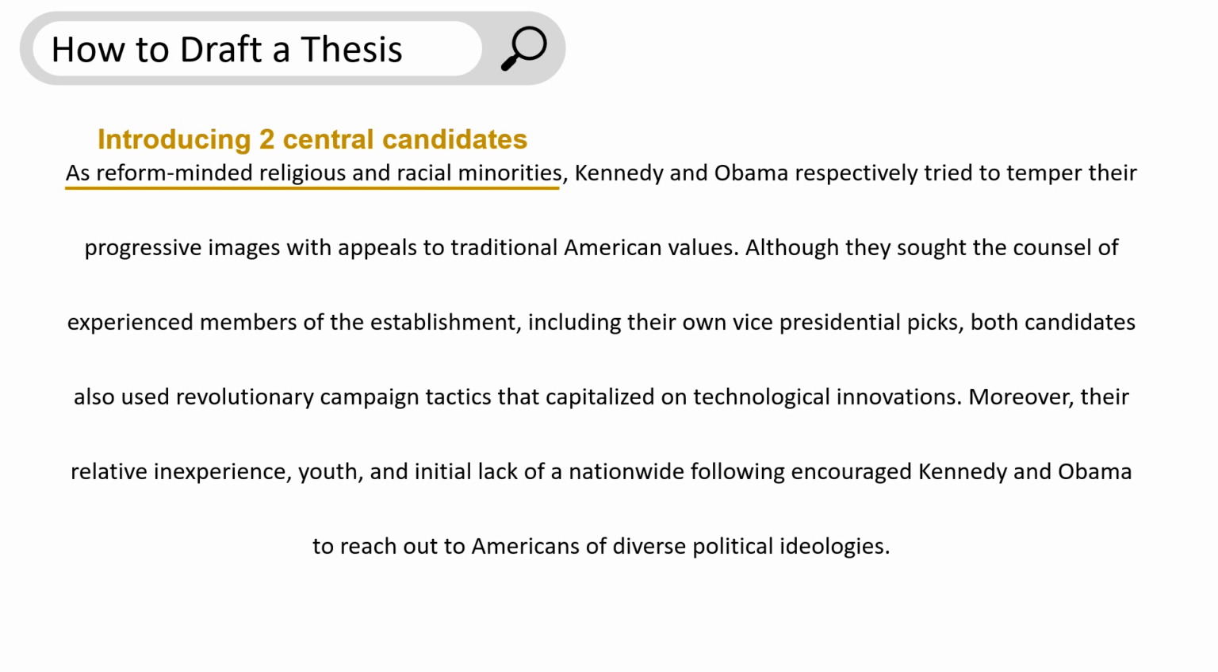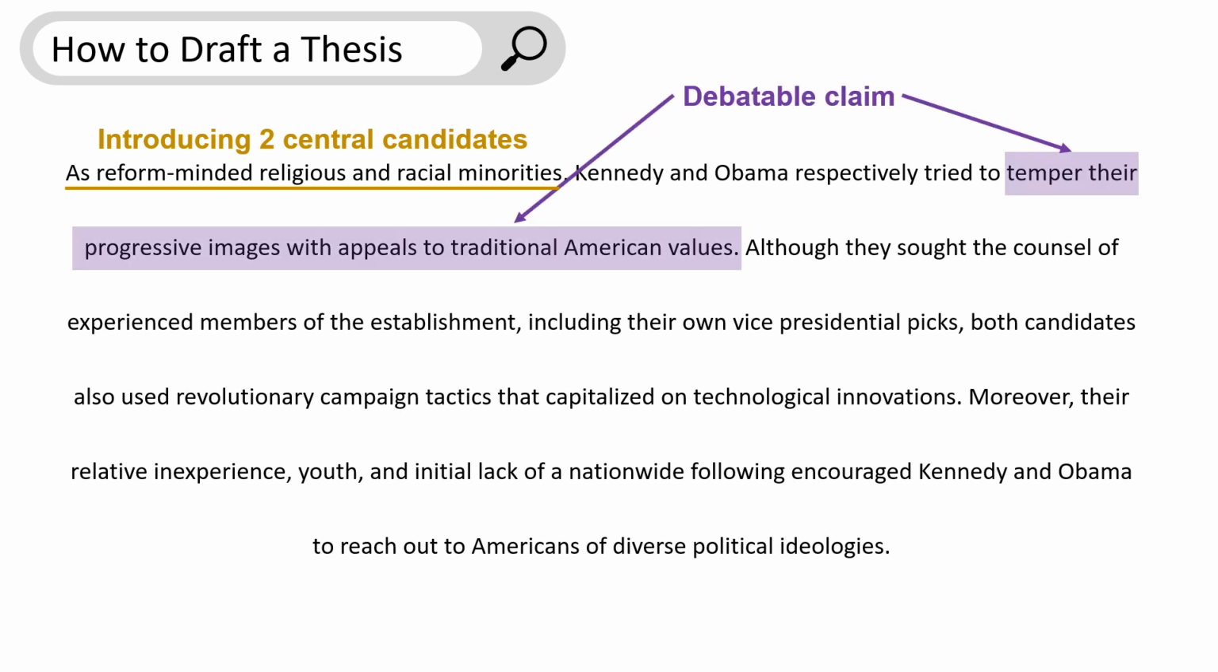After this, I've included a debatable claim, which is that I stated that they tried to temper their progressive images with appeals to traditional American values. In this claim, I'm trying to show this tension between convention and change, and how both of these candidates tried to leverage that tension to create an image that was broadly appealing to Americans.